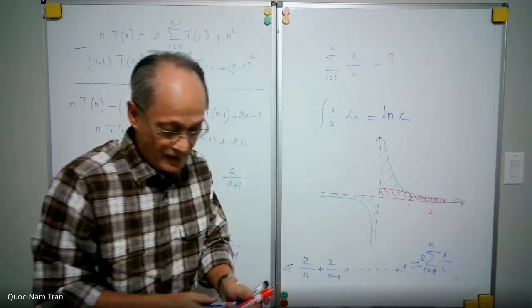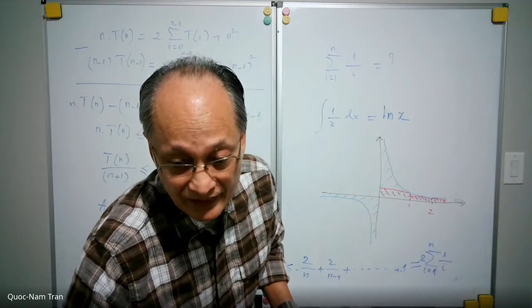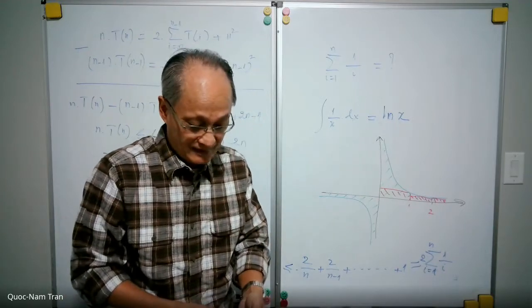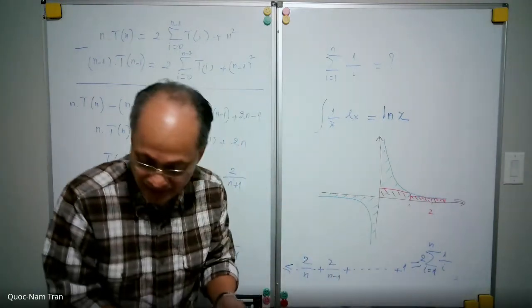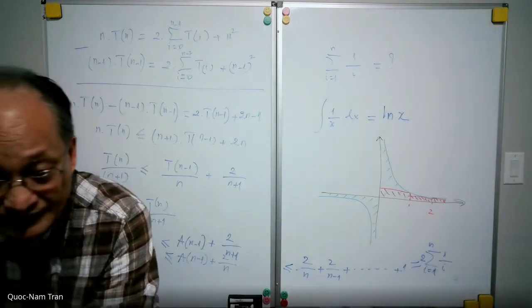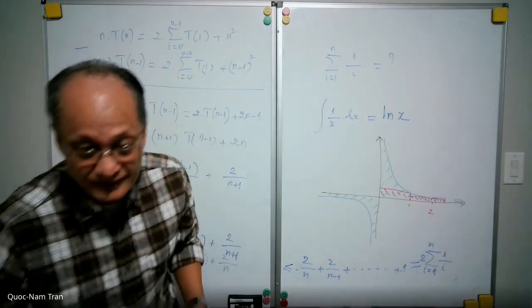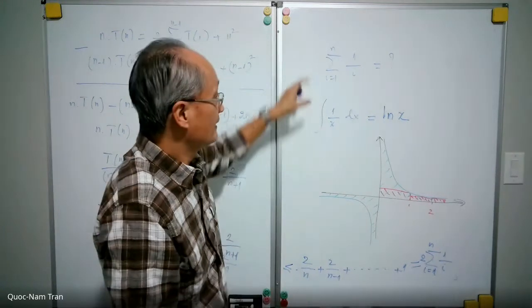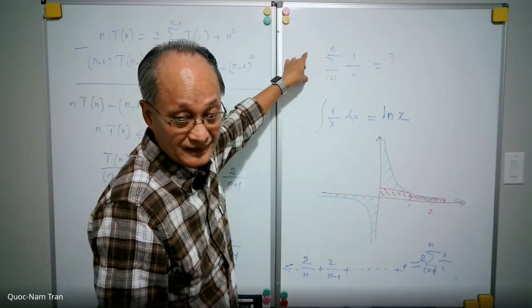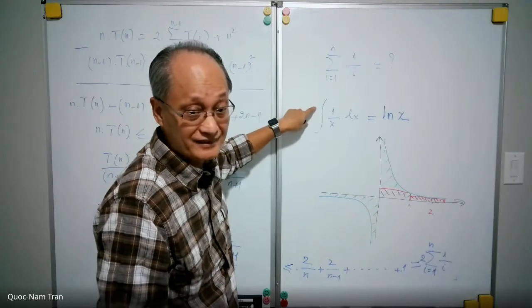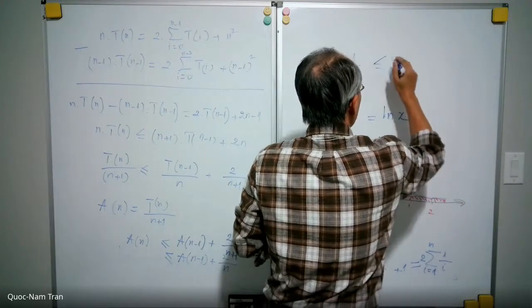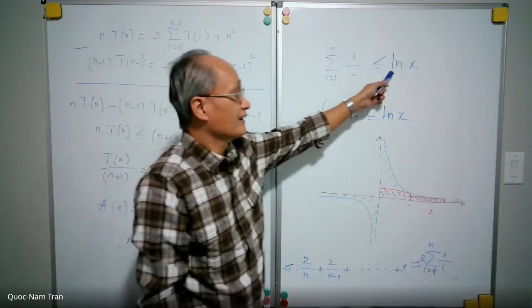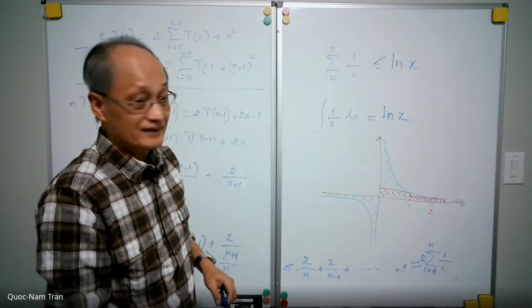The sum of 1 divided by i here, how can I compare it with the logarithm of x? What do I have? Can someone tell me? How can I compare this one and this one? Yeah, the sum is very good. The sum is always less than this, right? So this sum is less than or equal to log x. All right, it's all we need.